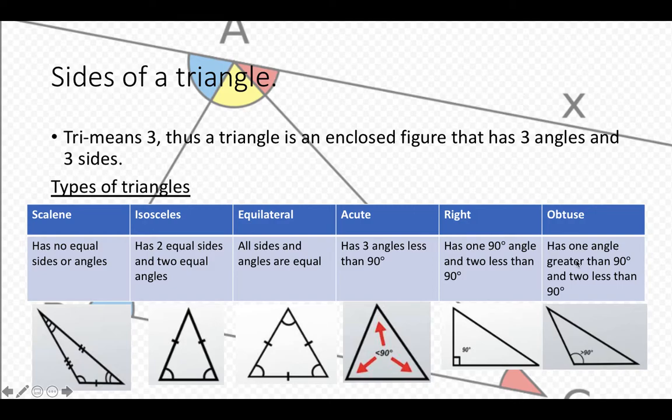And then an obtuse triangle has one angle that is greater than 90 and then 2 angles that are less than 90. So if I'm talking about an acute, a right, or an obtuse triangle, the length of the sides is not relevant to them. But if I'm talking about a scalene, an isosceles, or an equilateral, it's referring to both the angle and the length of the sides.